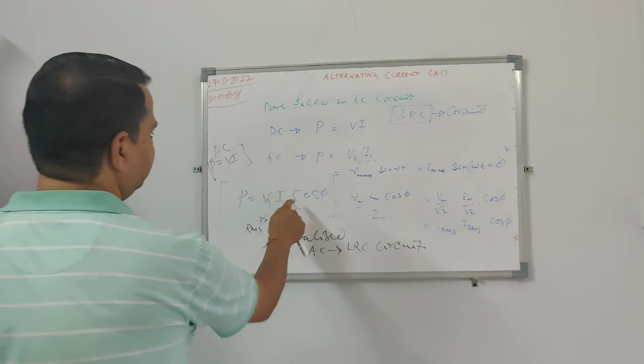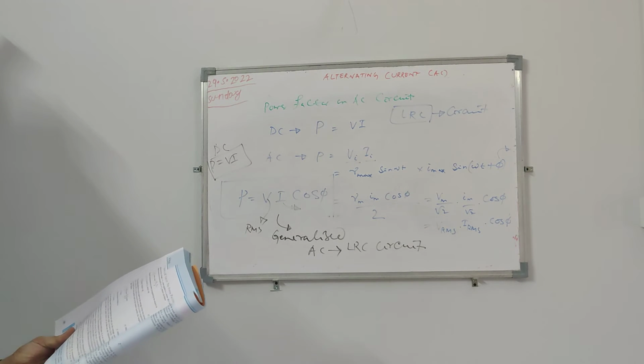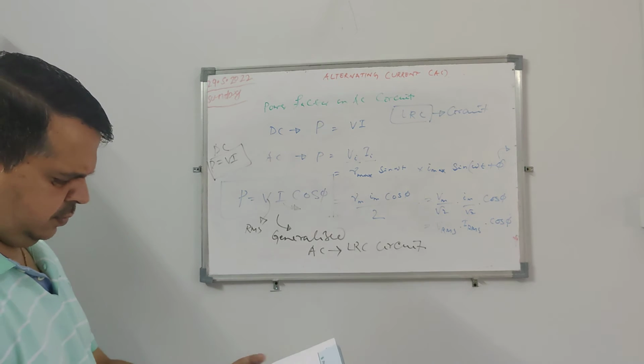So this equation you have to remember: P is equal to V I cos phi.